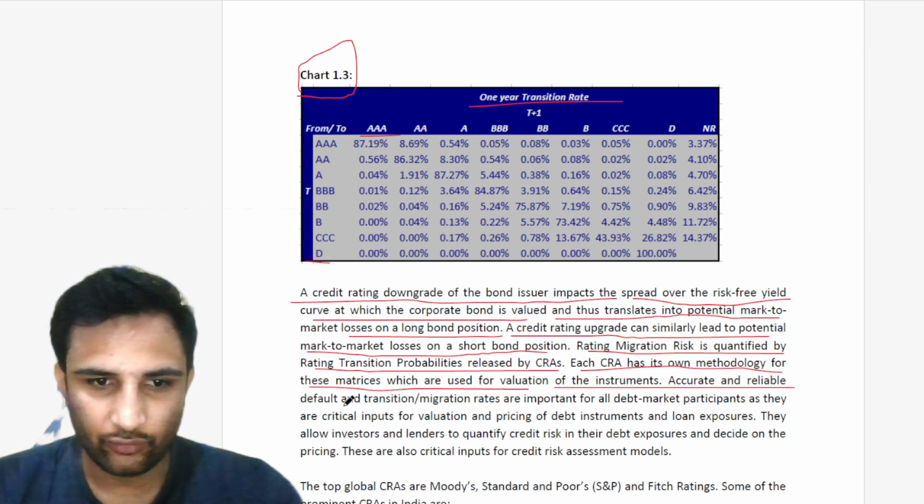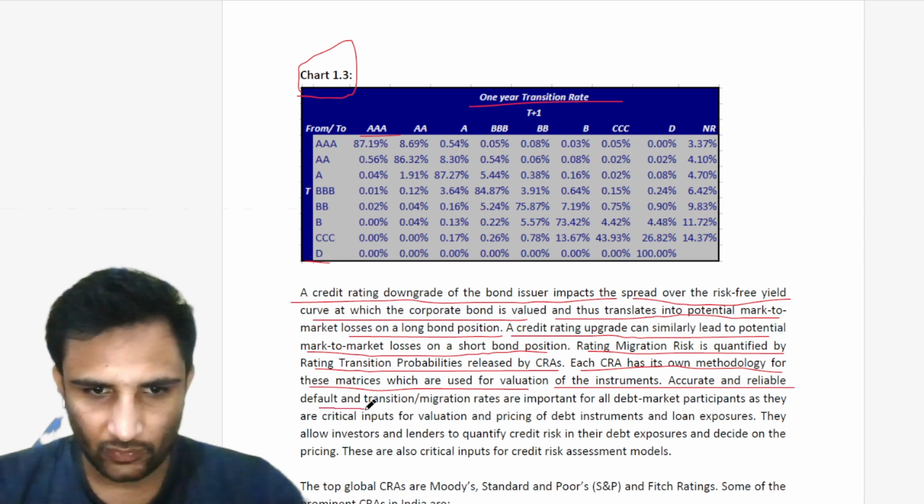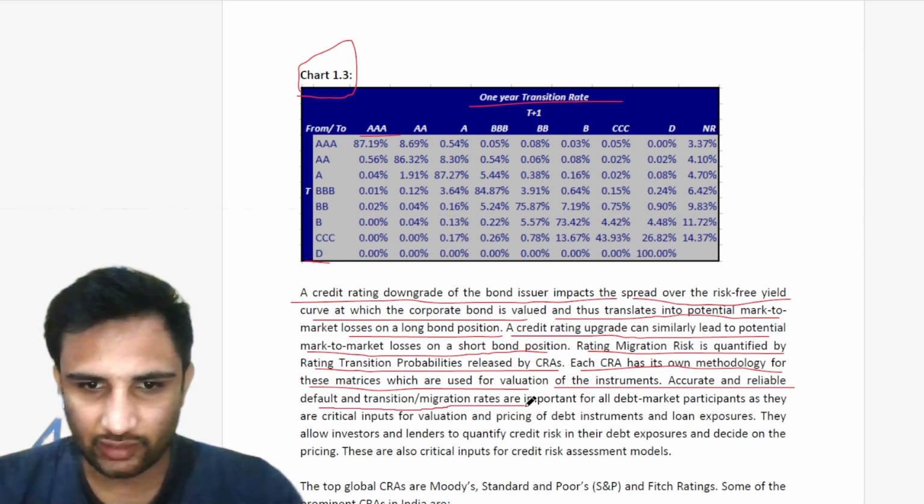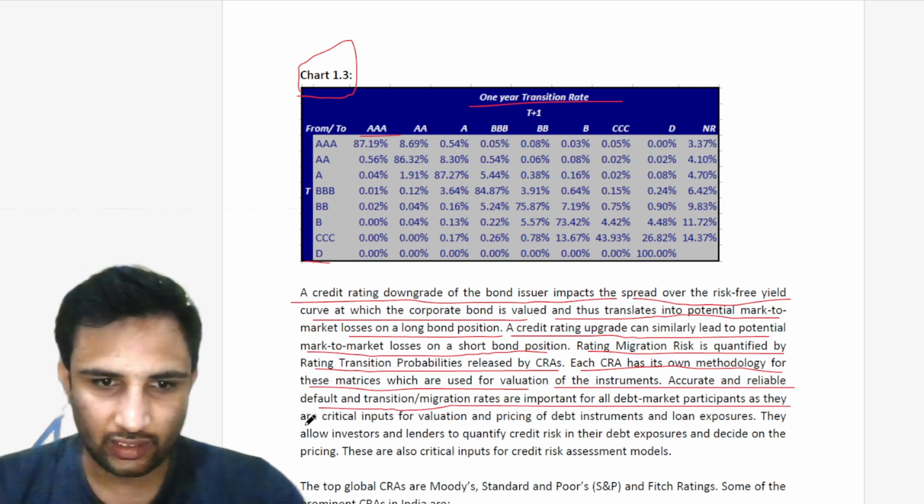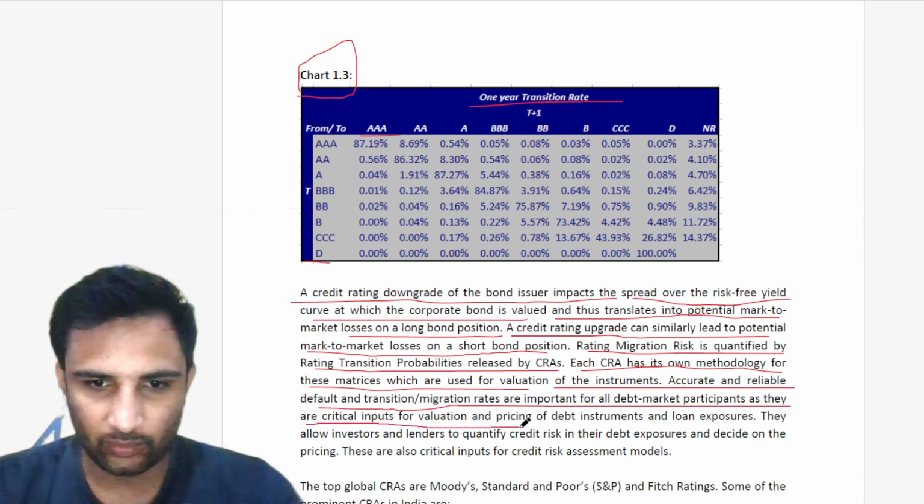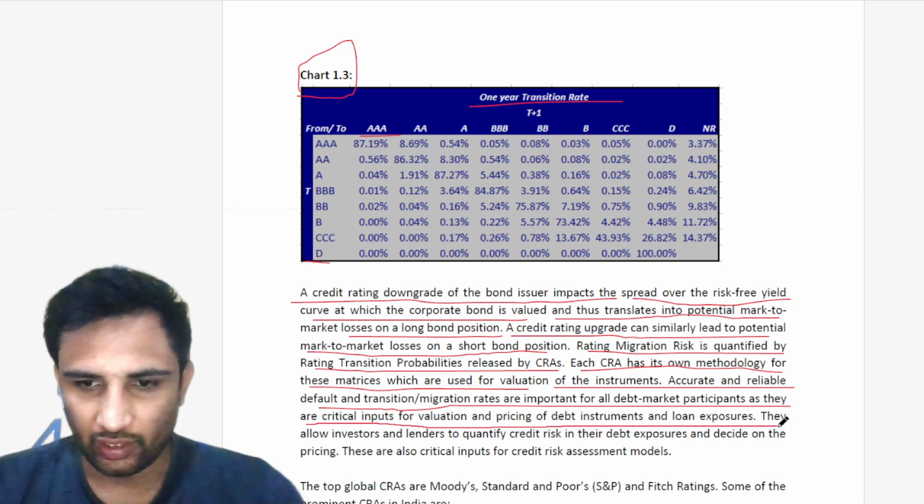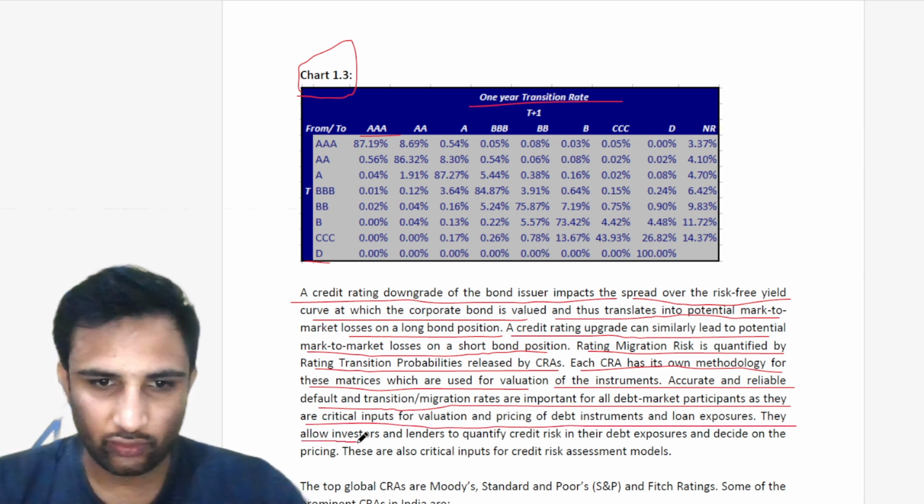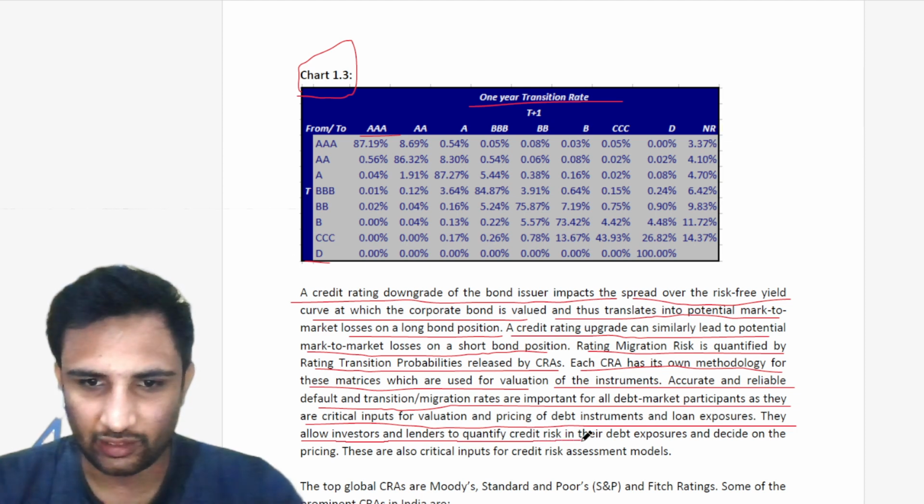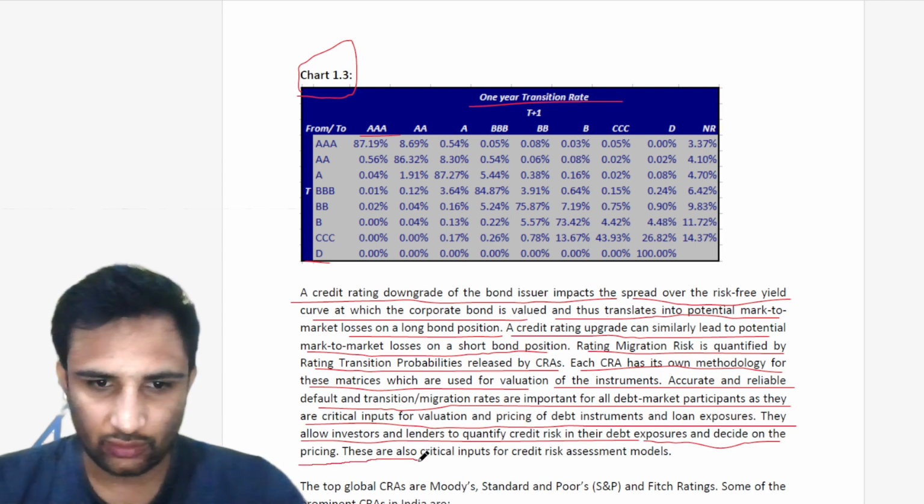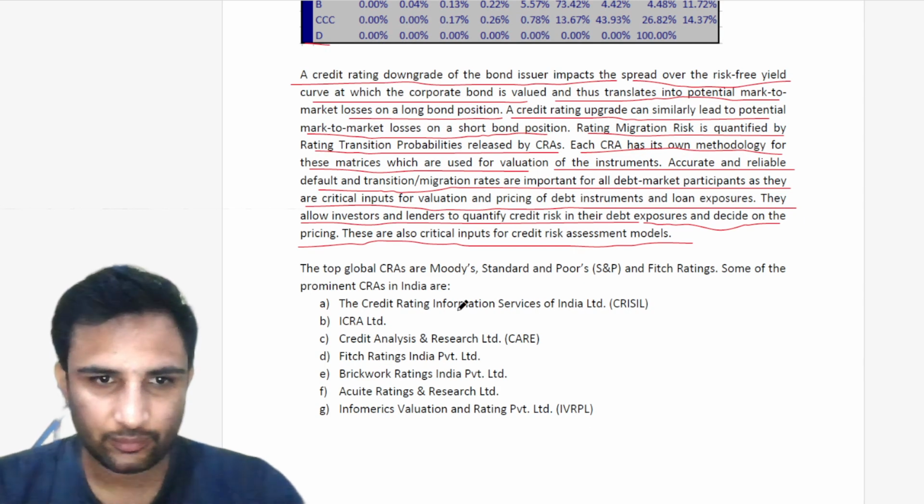Accurate and reliable default and transition migration rates are important for all debt market participants, as they are crucial inputs for valuation and pricing of debt instruments and loan exposures. They allow investors and lenders to quantify credit risk in their debt exposures and decide on the pricing. These are also critical inputs for credit risk assessment models.